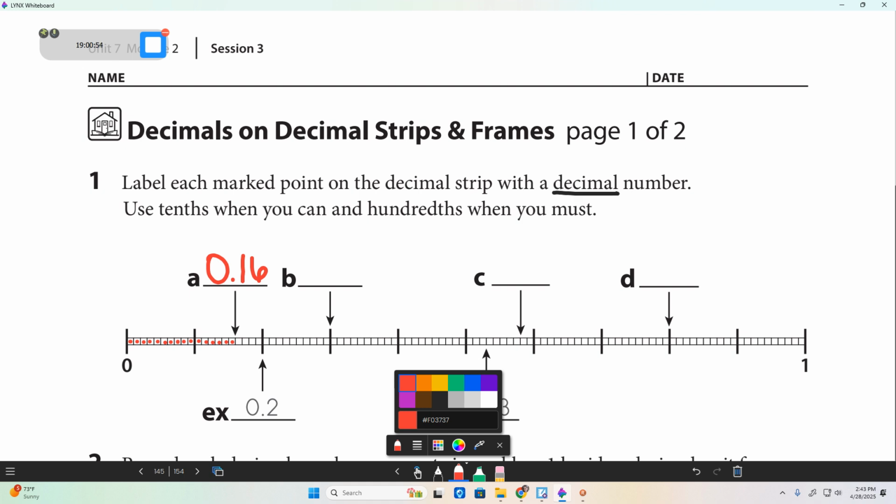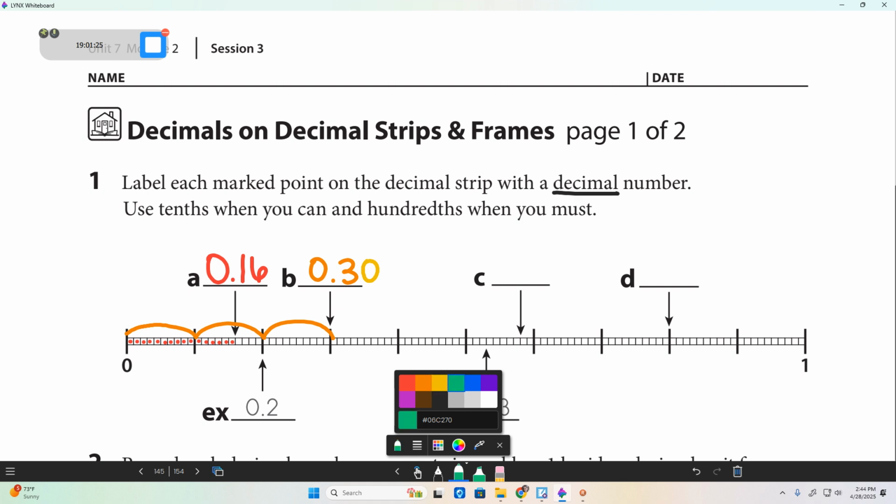All right, letter B, I can tell that there are 10 in each section, right? 10, 20, 30, or we could think of it as 3 strips out of 10. Now, it did say to write tenths when you can. You could also write it in hundredths, but because they said tenths when you can, I'm going to write 0.3. If you wrote 0.30, mathematically that's correct. It just doesn't follow the directions exactly how they said.